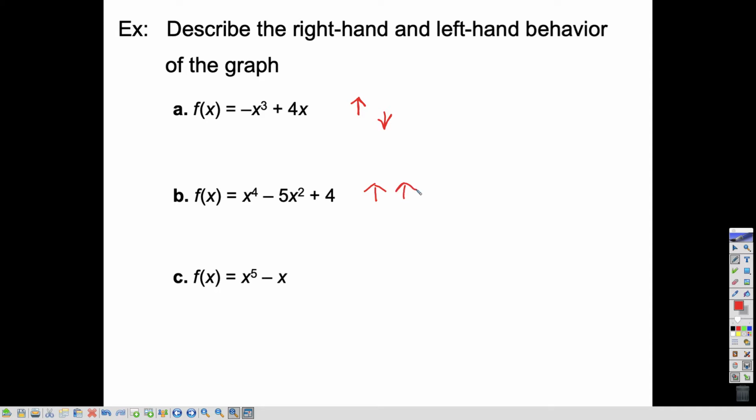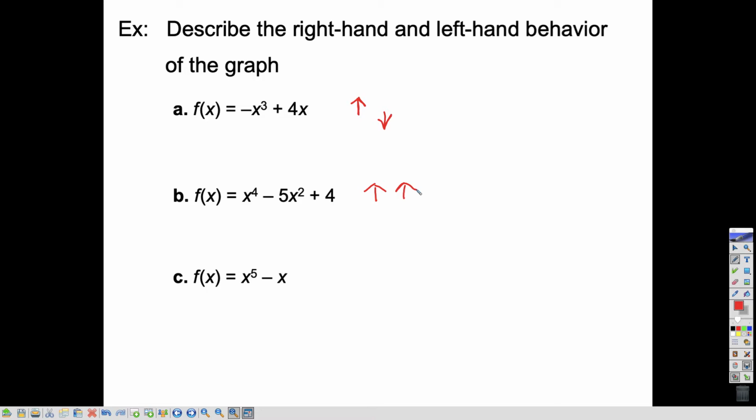Okay, next one. Wait, why are they both up? That's because it's even. Because they end on the same side. Delete that. But did it go down? If it was negative, the A is positive, so the A is positive. Okay, I see. If it was negative, they would go down. Yes, yes. Okay, the next one will be like this.